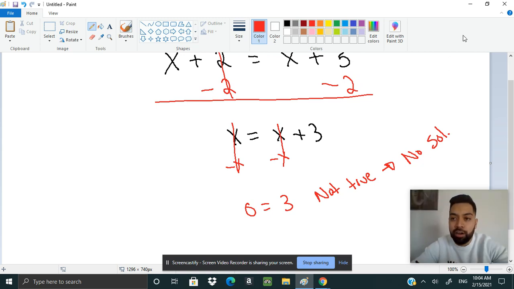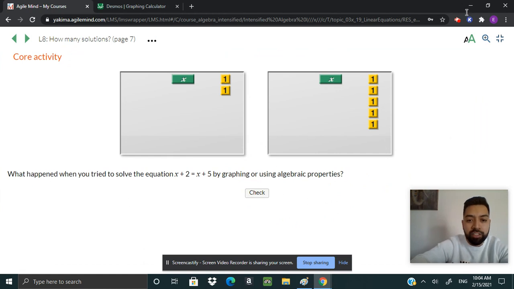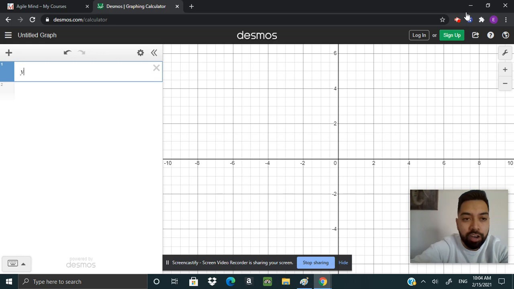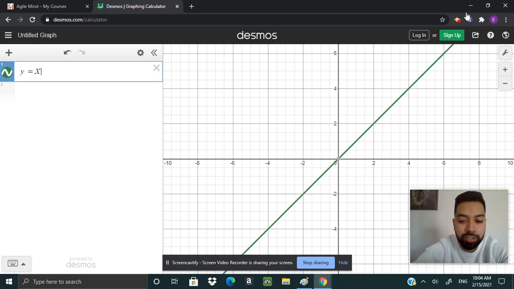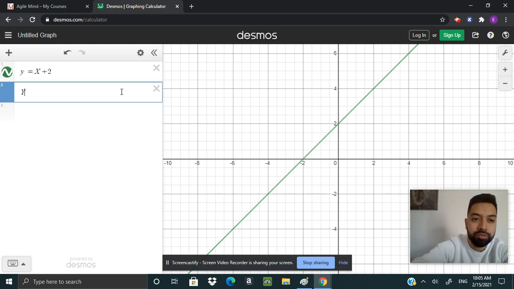So what does this look like on a graph? Well, let's go and find out. Remember, we graphed these two equations separately. Jump over here to my Desmos calculator. On one of these, we're going to do x plus 2. Okay, there it is. And on the second one, we're going to do x plus 5.